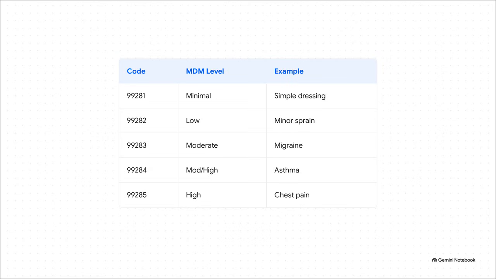But the moment you step up to 99282 through 99285, your code selection is driven strictly by one thing: the level of medical decision-making, or MDM. You're scaling all the way from straightforward decision-making for a minor sprain up to moderate for an asthma exacerbation and hitting high complexity for things like severe chest pain.